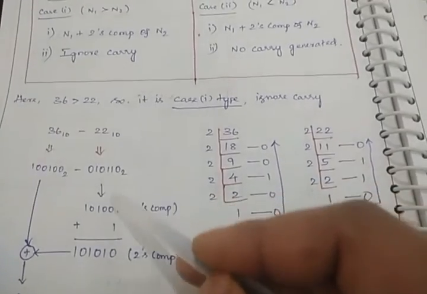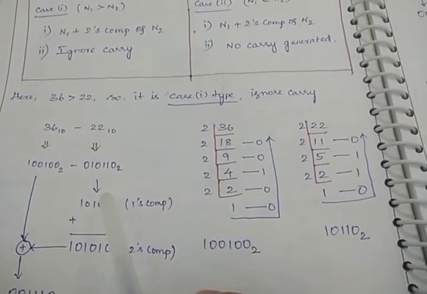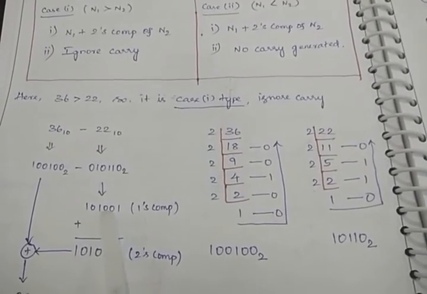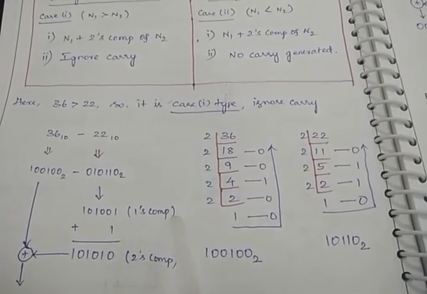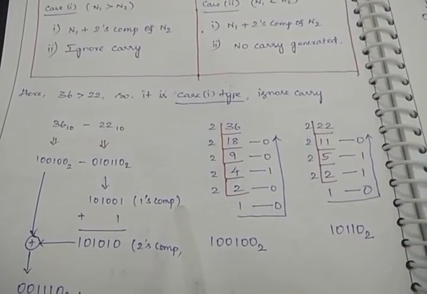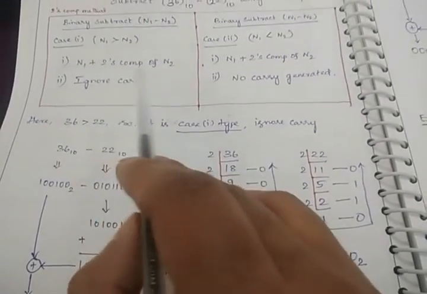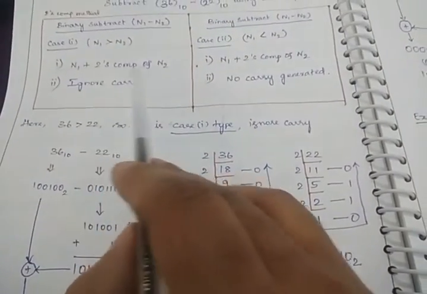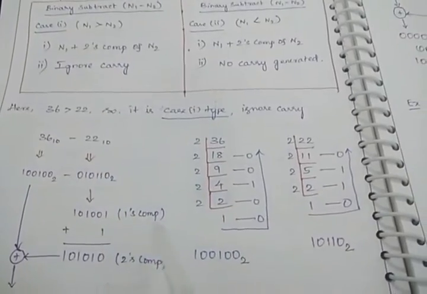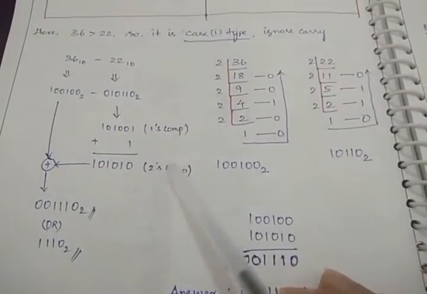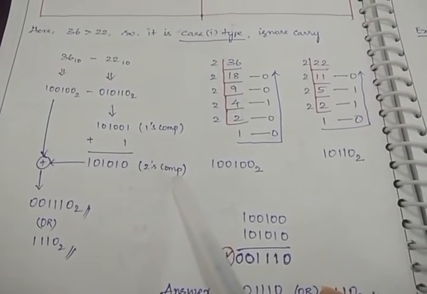First you apply the 1's complement. 1's complement you will get 101001. Actually we need to get the 2's complement value. According to the procedure, we need to calculate the 2's complement of n2. So 1's complement is already there, add 1, and we got the 2's complement value.